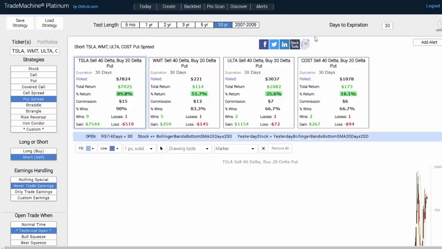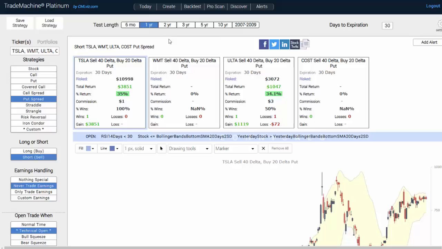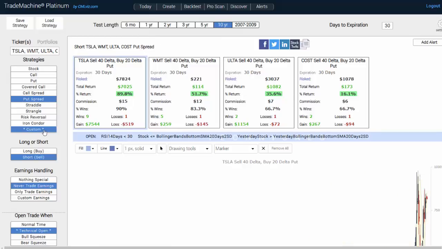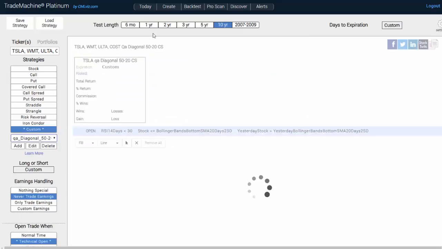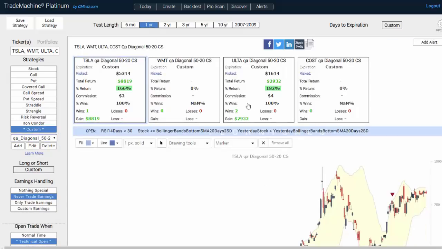Let's look at the past year now. Again, this is selling put spreads, and it's happened in Tesla and Ulta. I'm going to go back to that diagonal call spread and now look at the last year. We can see Tesla and Ulta again doing extremely well in the last year.